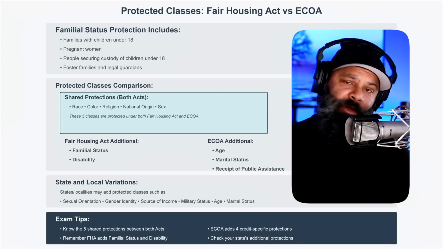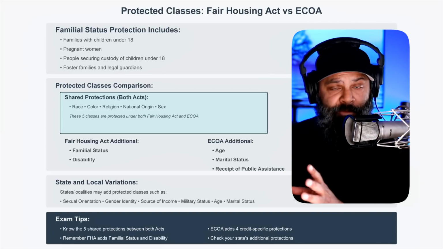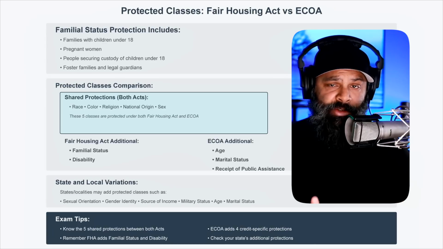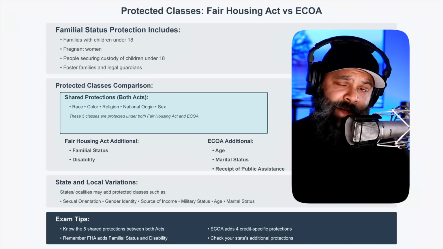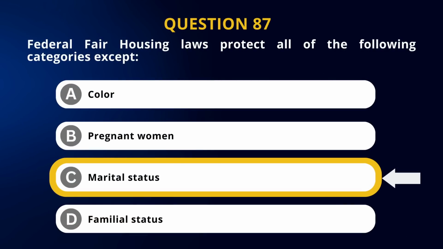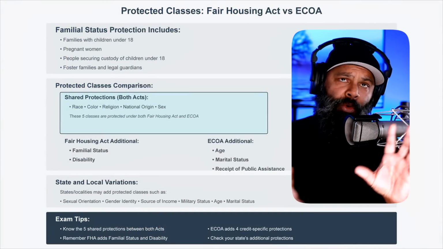And then, marital status. A lot of people pick it under federal fair housing laws, but it's not covered under federal fair housing. It is covered under the Equal Credit Opportunity Act, however. So that is one of the protected classes that the Equal Credit Opportunity Act has compared to the Fair Housing Act.